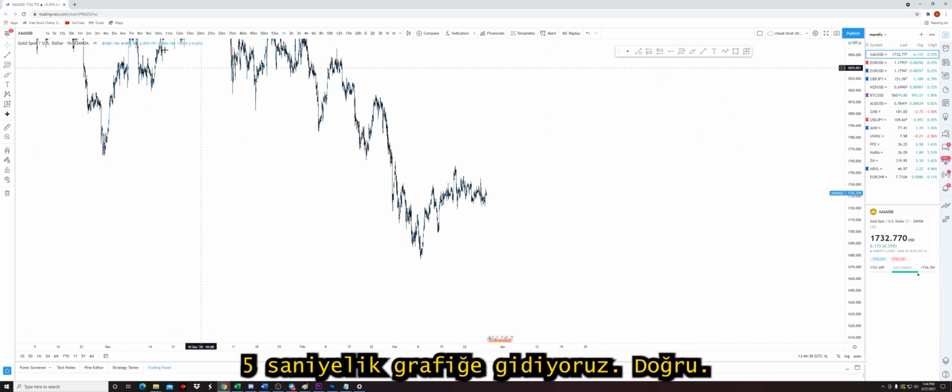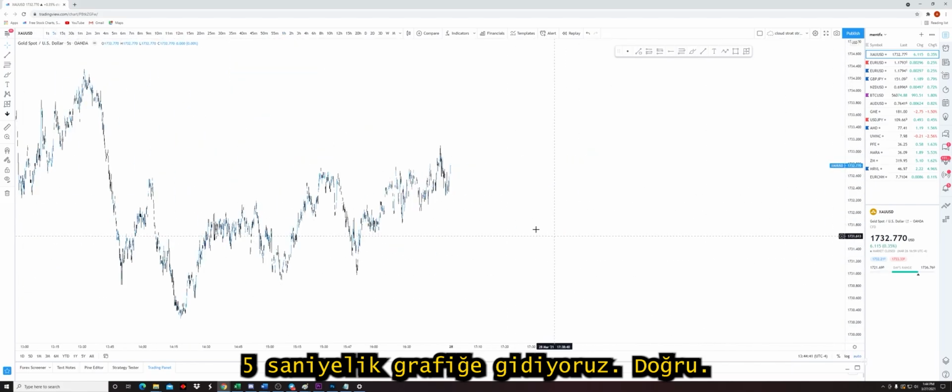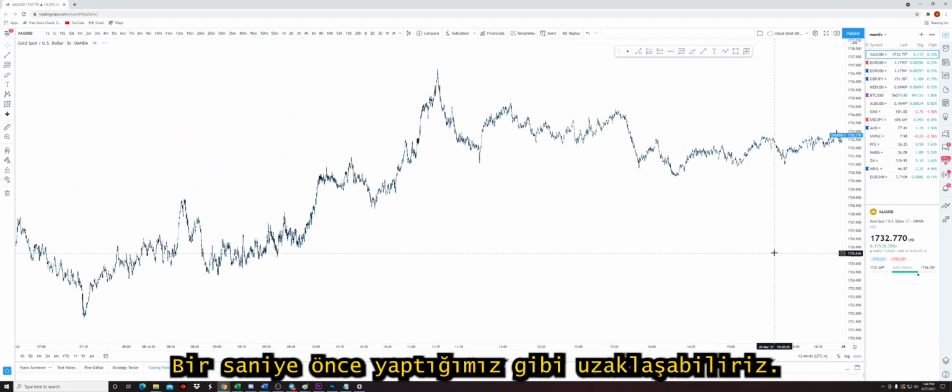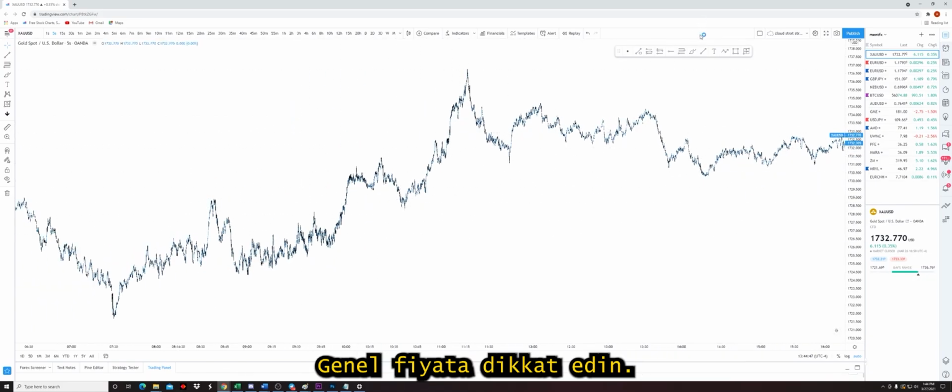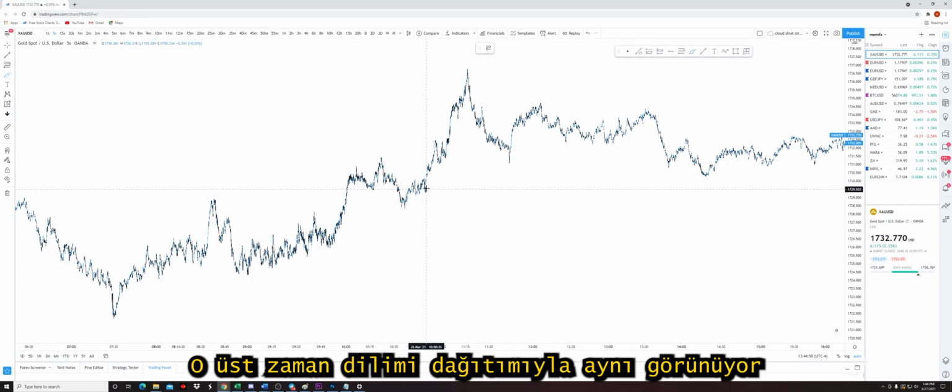Within whatever price action is here, we go to a 5-second chart, right? We zoom in on it. Here, we can just zoom out. The same way we did a second ago. Don't pay attention to the actual price action. Pay attention to overall price. It looks the same as that higher time frame.